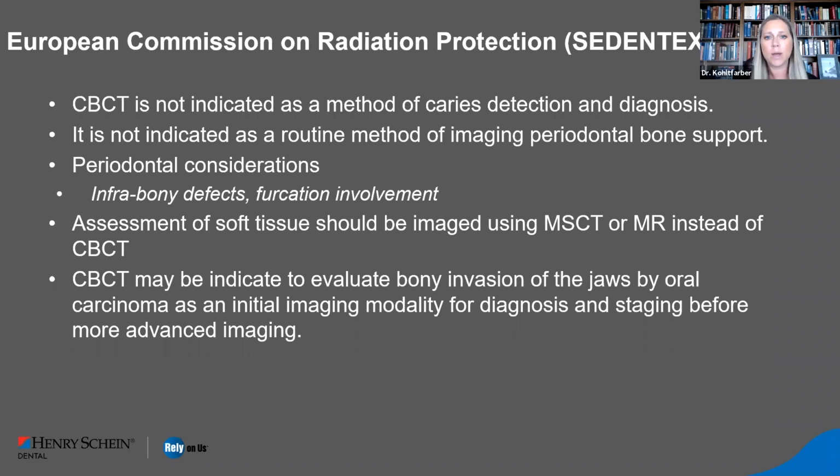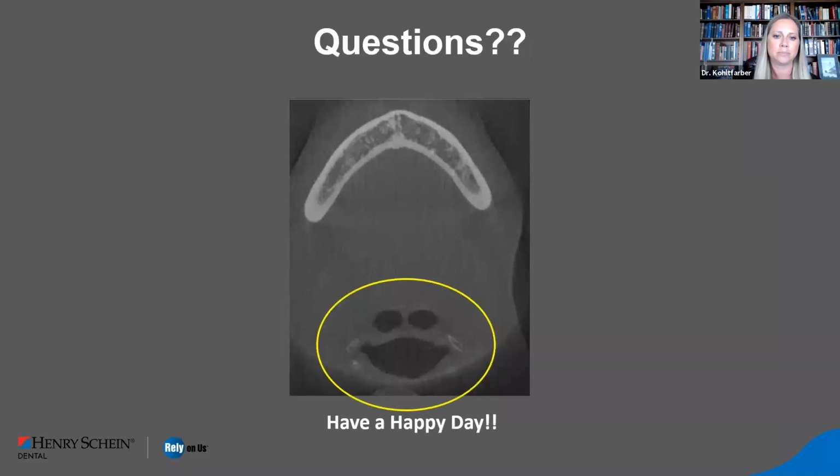Definitely, if you think that you have any type of squamous cell carcinoma or large ulcerative lesion, we can take the CBCT and see if we have any type of bony involvement. And we're going to want to send them on for additional imaging as well. But this can help us with some of that initial early staging and that sort of thing.